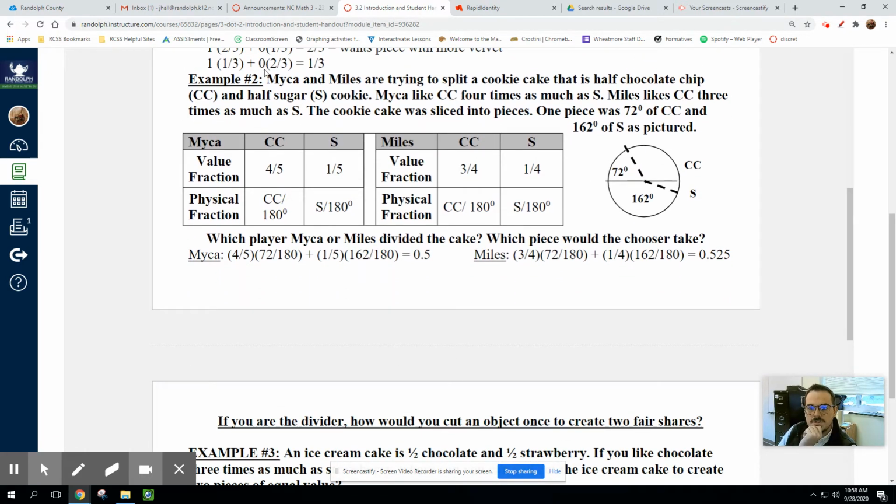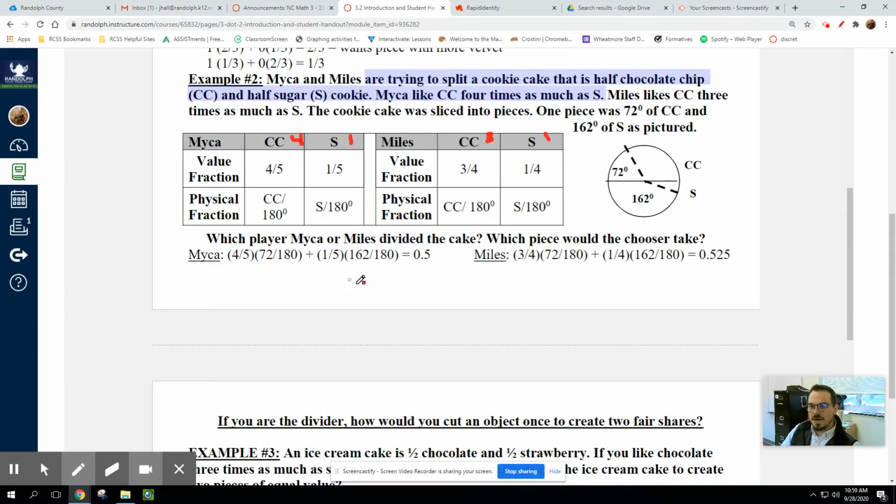Let's take a look at example 2. Micah and Miles are trying to split a cookie that is half chocolate chip and half sugar. Micah likes chocolate chip 4 times as much as sugar. Miles likes chocolate chip 3 times as much as sugar. So what I've been doing is, if this is 4 and this is 1, that's what I've been putting there. If this is 3 and 1, when I create my table, then 3 plus 1 is 4. The bottom, 4 plus 1 is 5. One piece was 72 degrees of chocolate chip and 162 of sugar. Sorry, getting my examples mixed up.